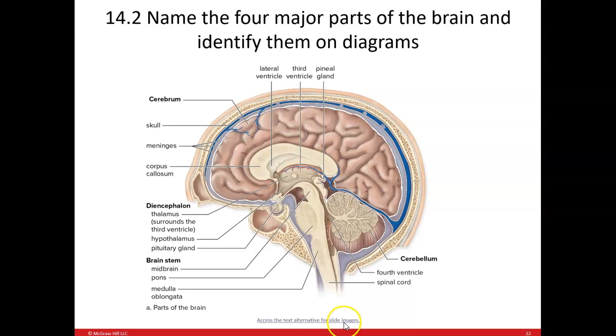And we have the spinal cord coming up here. The part that's continuous with the spinal cord and kind of looks like a stem, if this were a flower, this would be the stem, is called the brainstem. So the four major parts of the brain: the largest part, the cerebrum, the next largest, the cerebellum, the middle part is the diencephalon, and the part connected to the spinal cord is the brainstem.